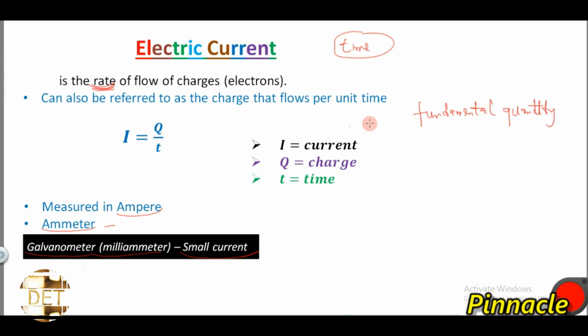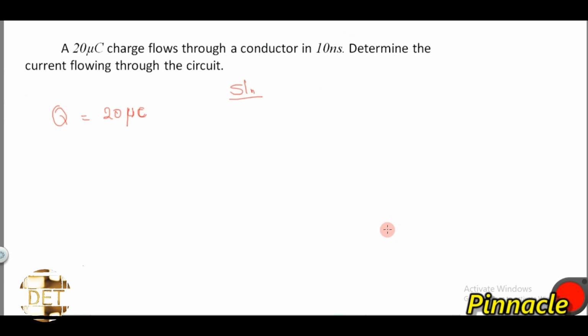So electric current is measured in ampere, right? In short, it is A. Electric charge is measured in coulomb, and the short form of it is C. Time is measured in seconds, and the short form for it is S. You get?